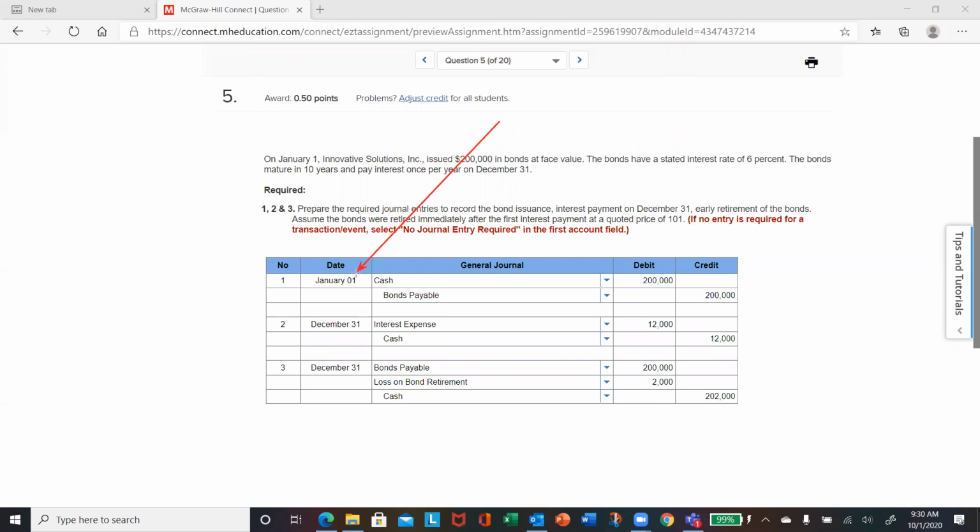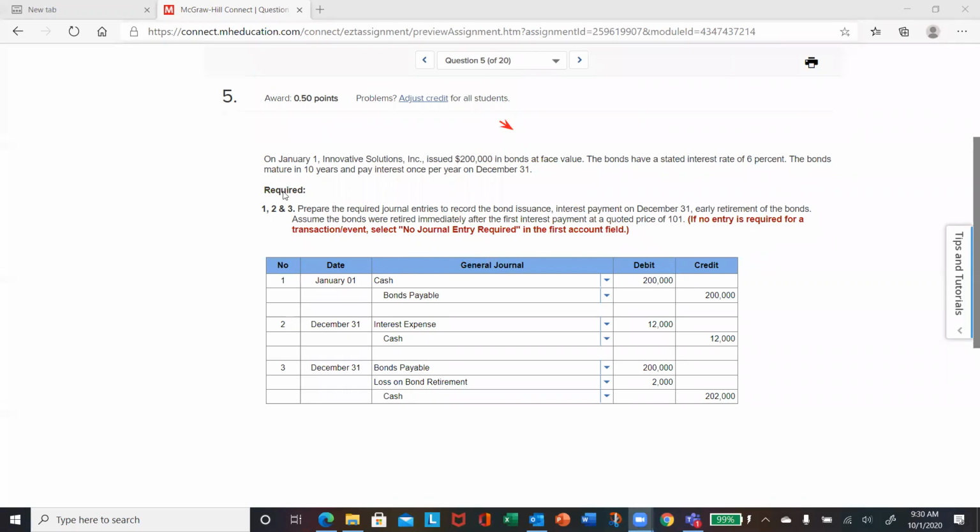So the first entry would be how to issue it. You just simply notice it's January 1st. You debit cash, you credit bonds payable for that face amount, which is $200,000. Notice, regardless of whether this was a bond premium or a bond discount, anytime you issue a bond, the question comes up, what did you credit bonds payable for? Bonds payable will always be credited for that face amount no matter what.